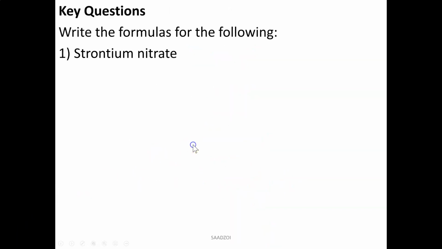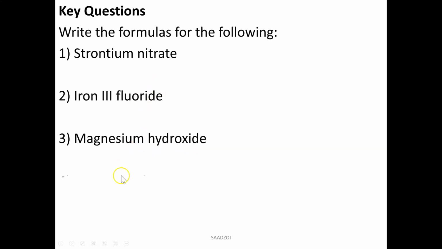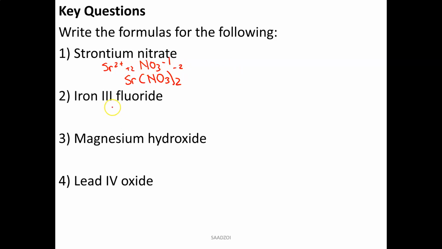All right, key questions, a couple of them for you to try. Write formulas for the following. So we're going to do the same thing we did a second ago. Strontium, Sr, 2 plus. Nitrate, NO3, minus 1. Crisscross, there's a 2 here, so parentheses is going to be needed. Notice the charge, negative 2, positive 2, 0 overall, which we expect it to be.